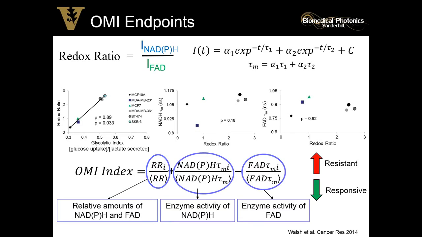In our drug assays, we have designed this OMI index to increase in cells that are resistant to therapy and to decrease in cells that are responsive to therapy. So a decrease in the OMI index indicates that that patient will respond to that drug treatment.